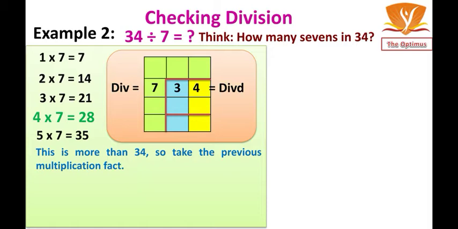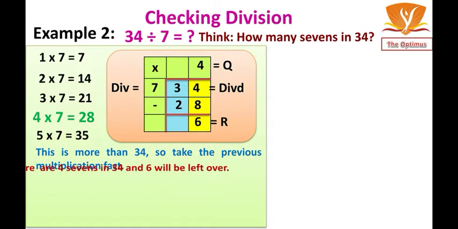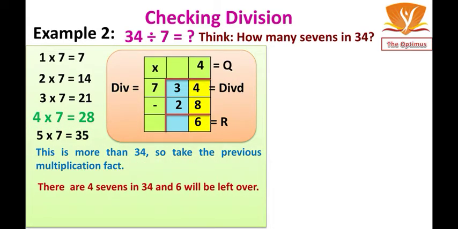4 7s are 28. So 7 is the divisor, and I am going to write 4 in the quotient part. Now I am going to multiply 4 7s are 28. 28 I am going to write below the dividend. Next immediately I am going to subtract, 34 minus 28 equal to 6. Therefore there are 4 7s in 34 and 6 will be left over. The answer, 34 divided by 7 equal to quotient is 4, remainder is 6.